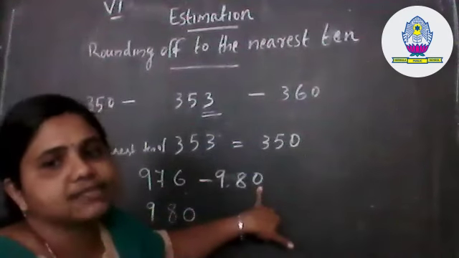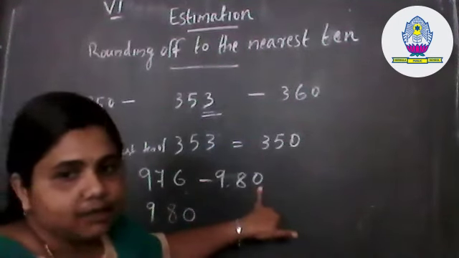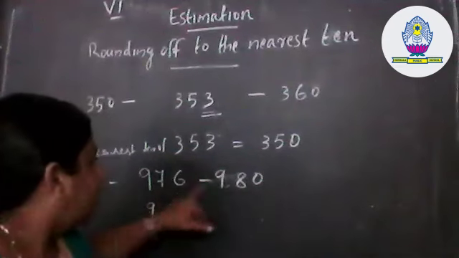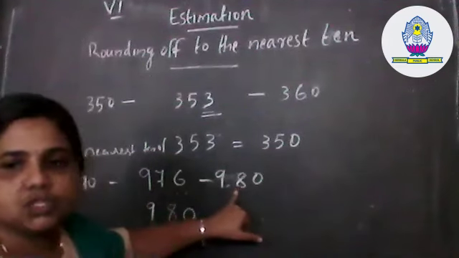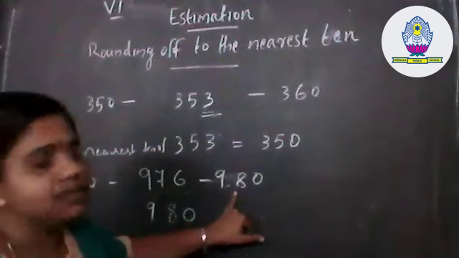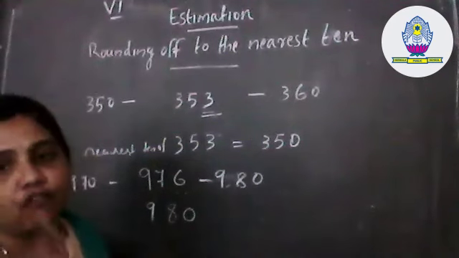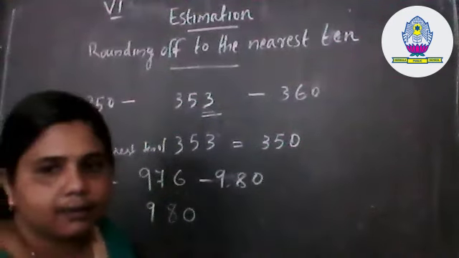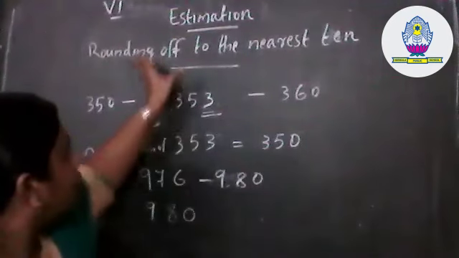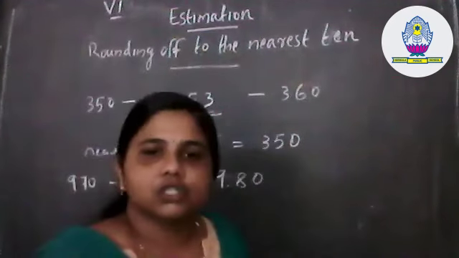That is, replace the last digit by 0 and then 1 is added to the next digit, that is the digit in the tens place. Add 1 to the digit in the tens place. Clear? That is the method of rounding off to the nearest 10.